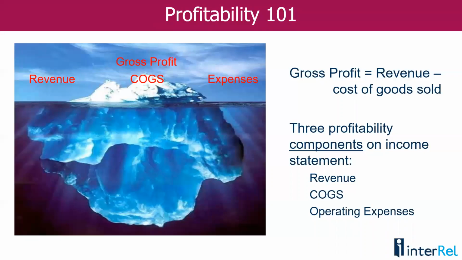There's the simple formula. Gross profit equals revenue less cost of goods sold, right? At most companies, revenue is well understood. We can track revenue by location, product, customer, channel, whatever way we want, usually. That's not always true, however.